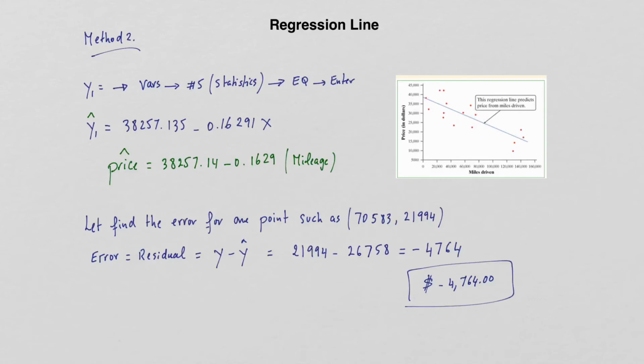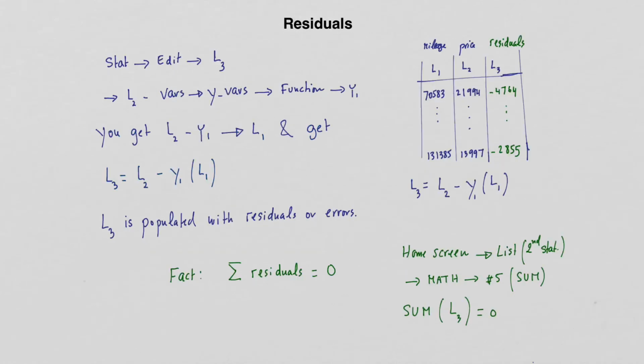Now, if I ask you to find all the residuals, it'll take you like 2 hours. You have to repeat this for all the points, and I think there are 16 of them. You don't want to do that by hand, although you should know how to do it by hand, because on a test, I'll give you 1 point and ask you to find the error or the residual. So you should be able to compute this.